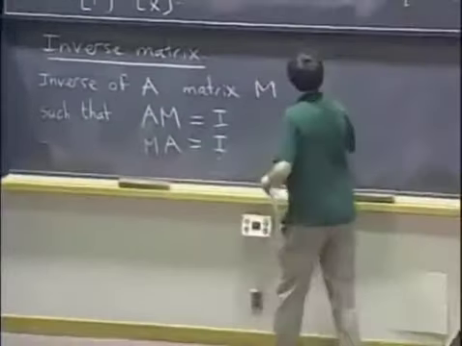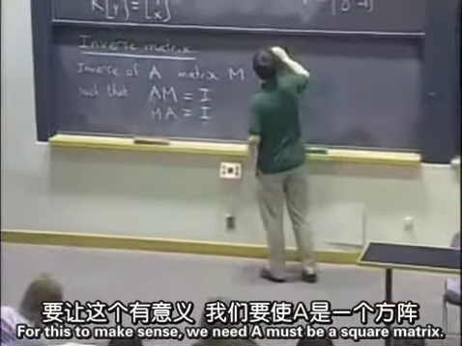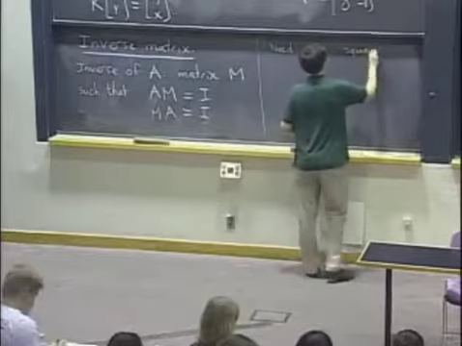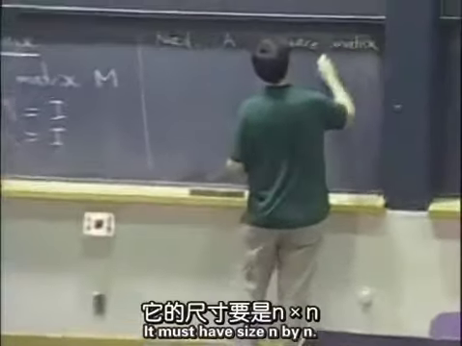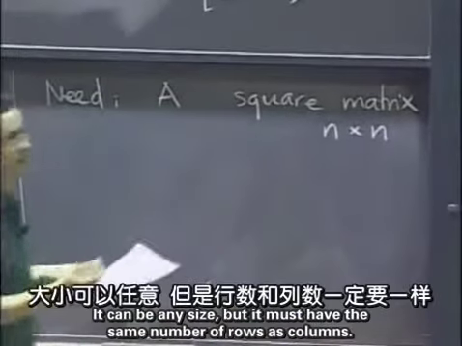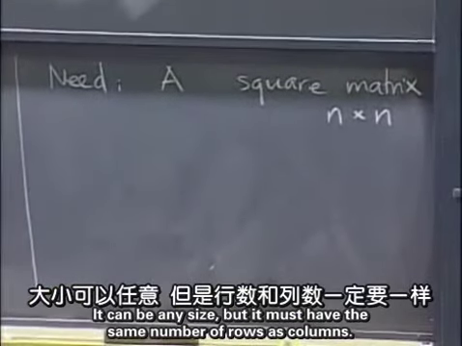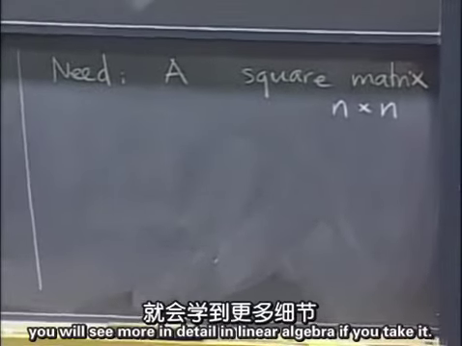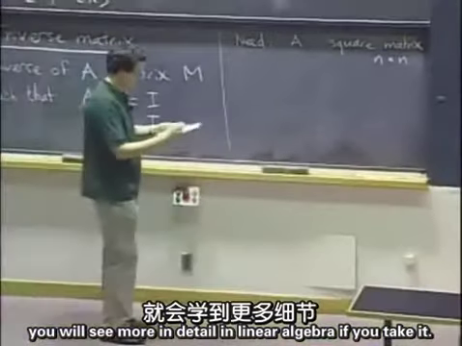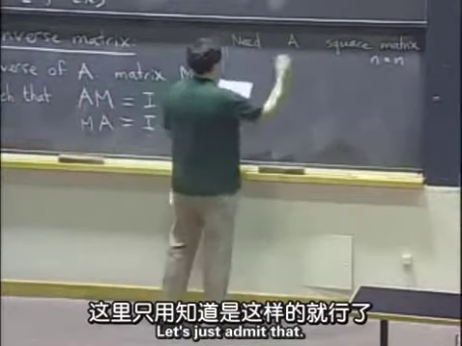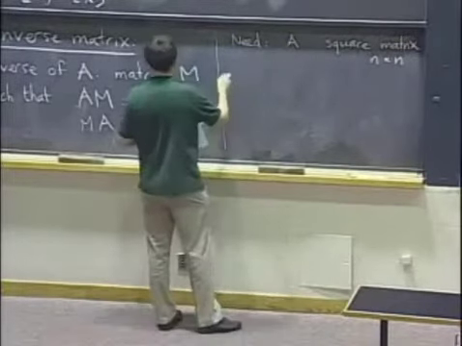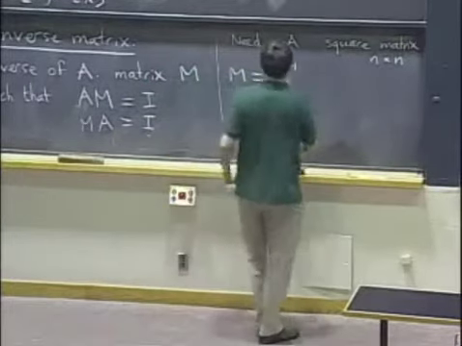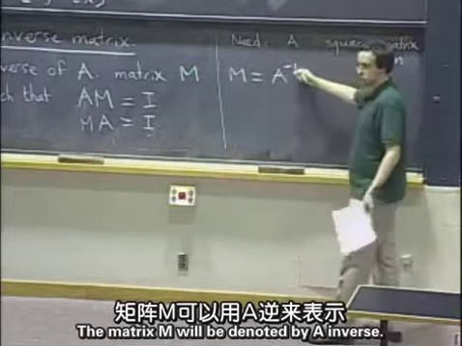Okay? So for this to make sense, A must be a square matrix. Okay, so it must have size n by n. It can be any size, but it must have the same number of rows as columns. And it's a general fact that you will see in more detail in linear algebra if you take it. So let's just admit that. So the matrix M we will denote by A inverse, like this.